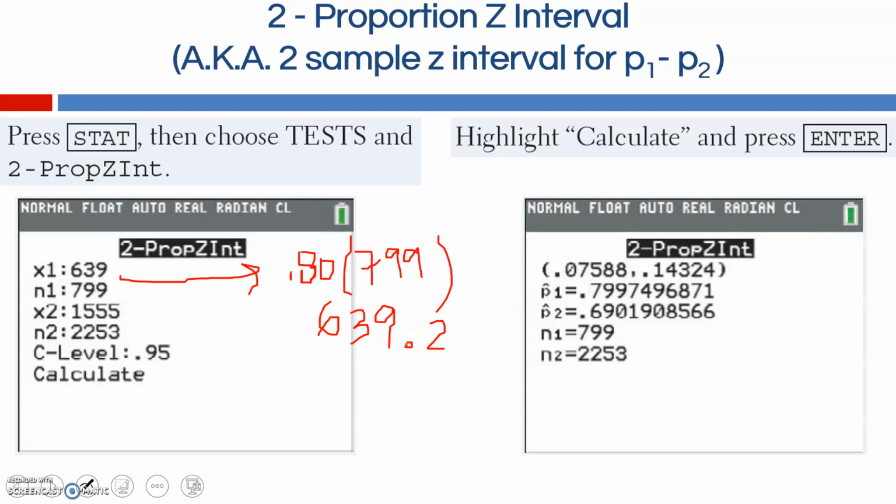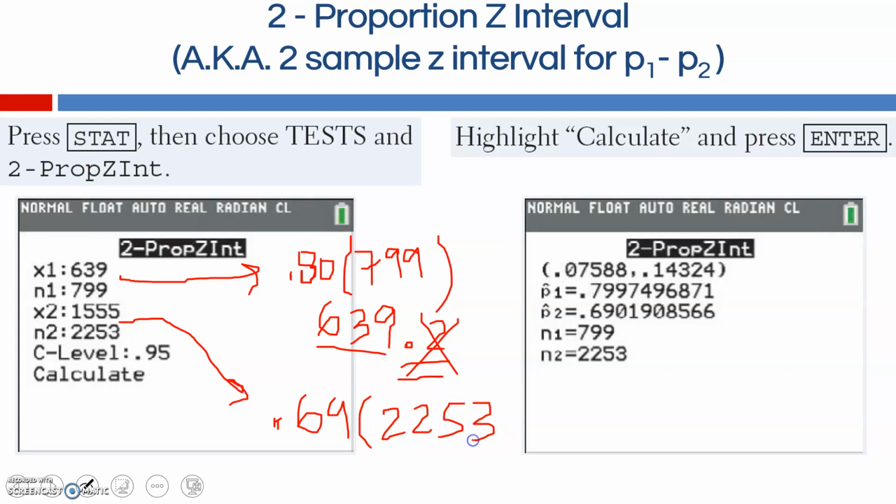So go ahead and round it to a whole number. I don't think it'll even let you type in a decimal. So round it to the nearest whole number, which is 639. All right, for x sub 2, remember that was about 69%. So 0.69 times your sample size for that group, 2253.